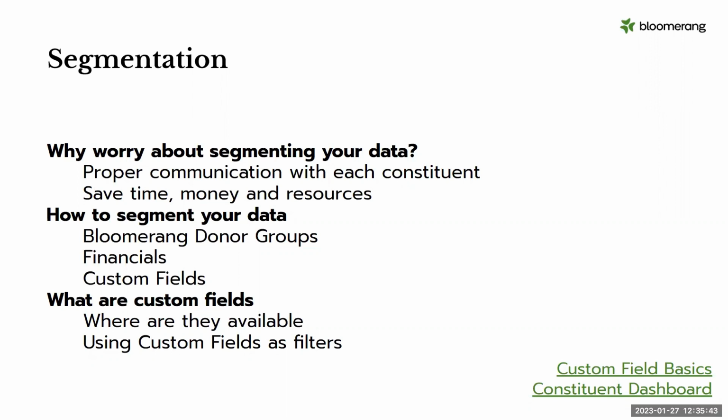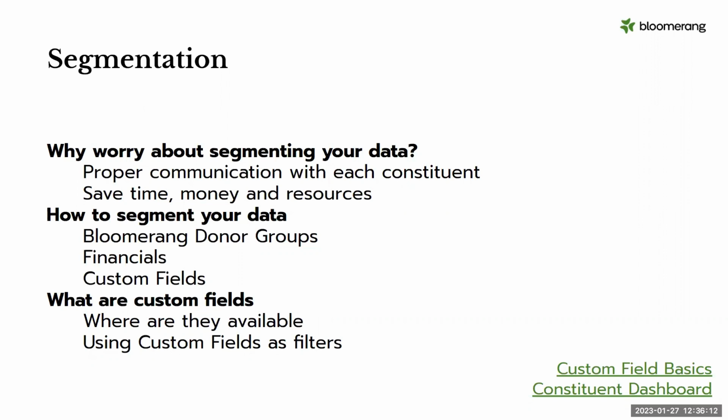So excluding certain constituents can save a lot of money on paper appeals, and a lot of unhappy people who feel it's inappropriate to be soliciting them at this time. It's all about keeping that donor relationship going. So the more you know about your donors and the more you can personalize your communications based on what you know about your donors, you are going to maximize that impact.